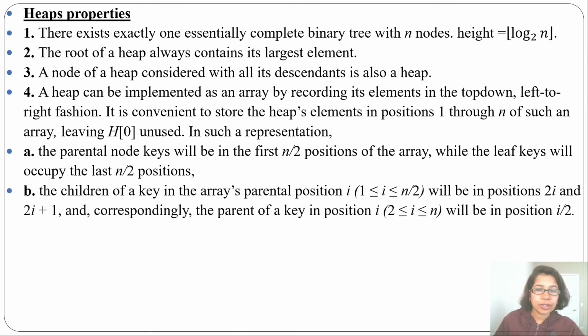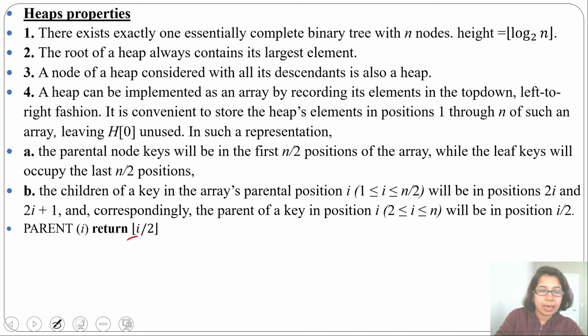Suppose one node's position is i, then its children will be at 2i and 2i plus 1. Then its parent will be at position i divided by 2. So you can find the parent of i at the i divided by 2 location, the left child of i at position 2i, and the right child of i at position 2i plus 1.